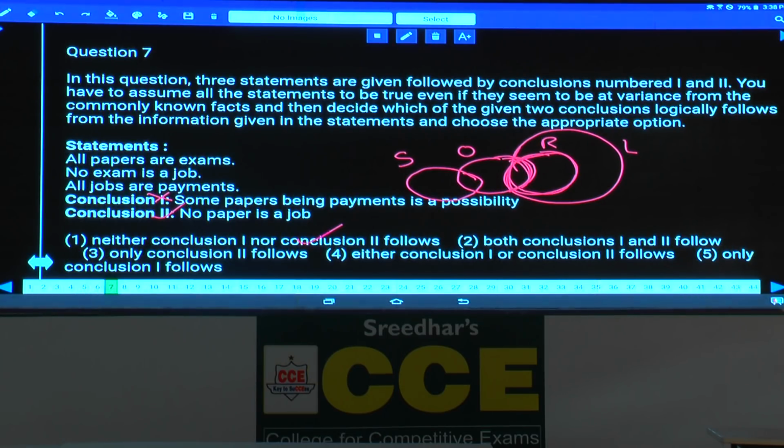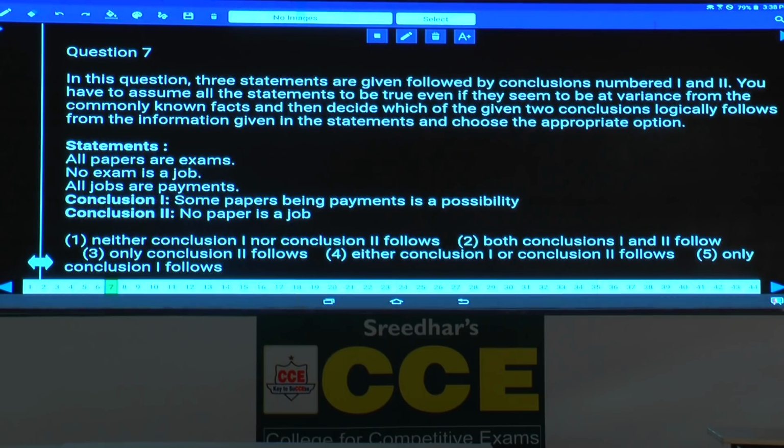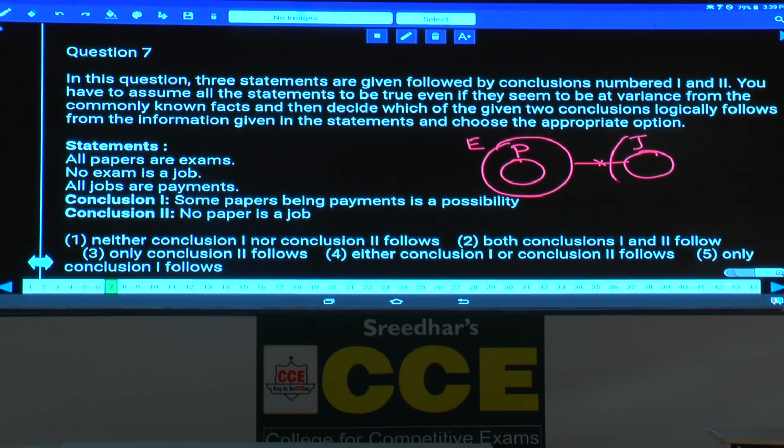Then coming to question number 7. Now in the 7th one, all papers are exams. All these papers are exams can be represented like this. Next one. All papers are exams, no exam is a job. Hence we cannot intersect these two, no exam is a job. And all jobs are payments. All these jobs are what? All jobs are payments. Now this is the basic diagram to this one.